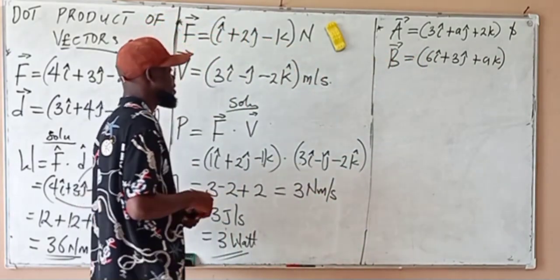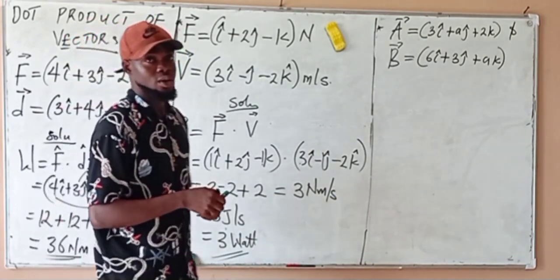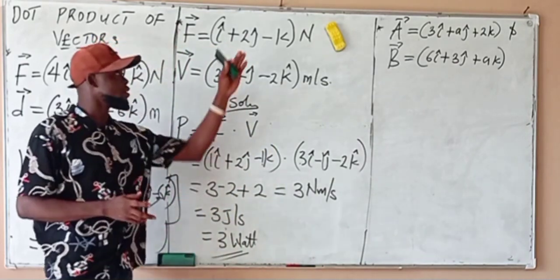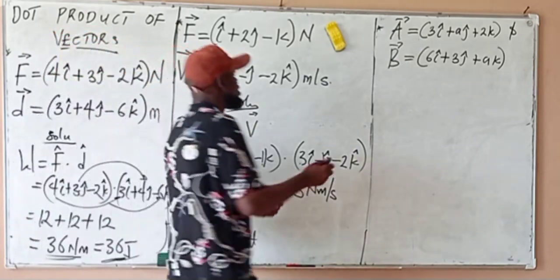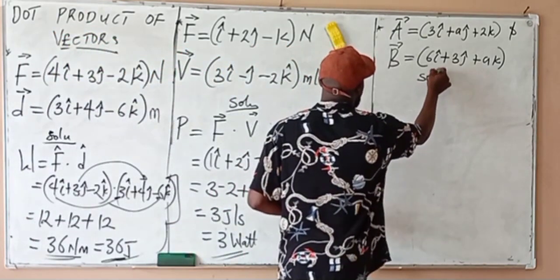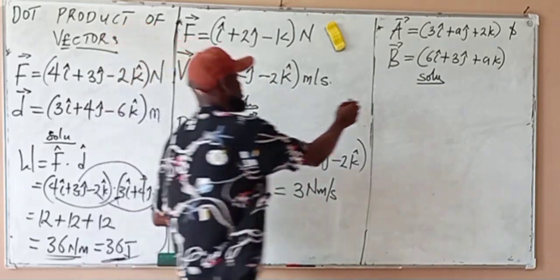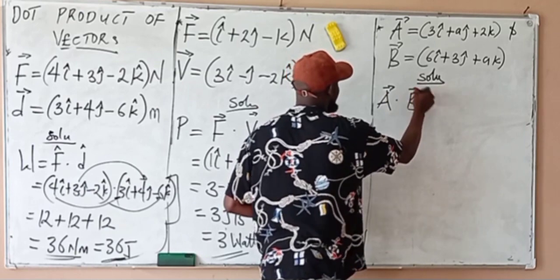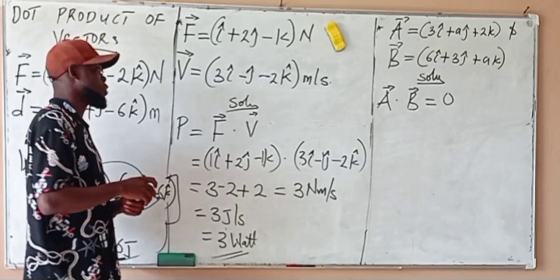What must be the value of A for these two vectors to be perpendicular? Remember I told you, for two vectors to be perpendicular, what happens? Their dot product, A dot B, is equal to 0. You dot them, they will go to 0.